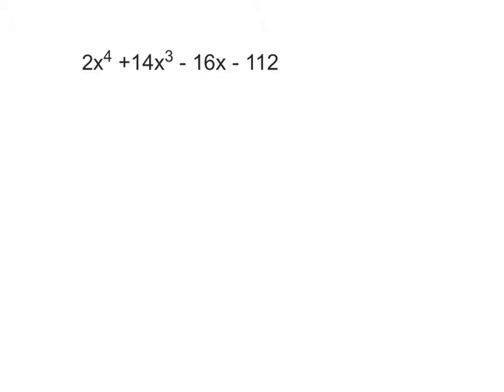Notice that 2, 14, -16, and -112 are all divisible by the number 2. So we're going to put that 2 out front, and we'll say what's left. So we'll have x to the fourth plus 7x to the third minus 8x minus 56.